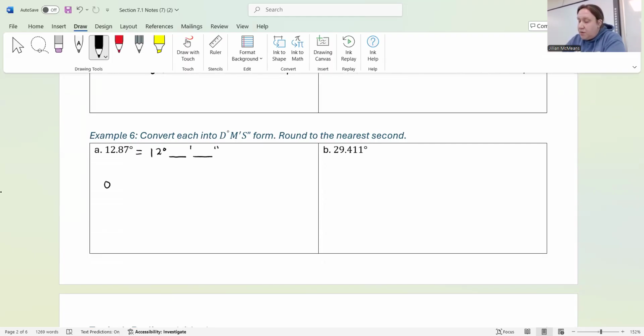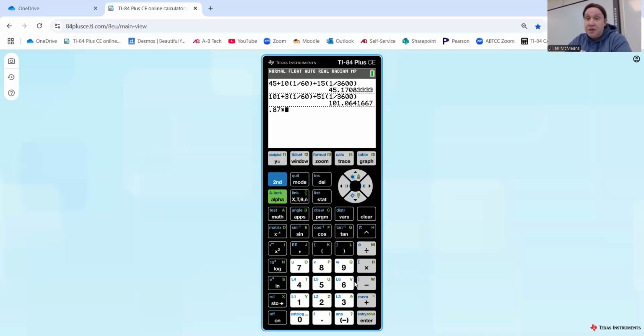We're going to start with 0.87 degrees, and we're going to convert that to minutes. Well, we have to remember that each degree is equal to 60 minutes. So if we have 0.87 degrees, we want to just multiply it by 60, and that'll tell us how many minutes we have. We want to multiply that by the 60 minutes per degree. Well, we get 52.2. So that means 0.87 degrees is 52.2 minutes.